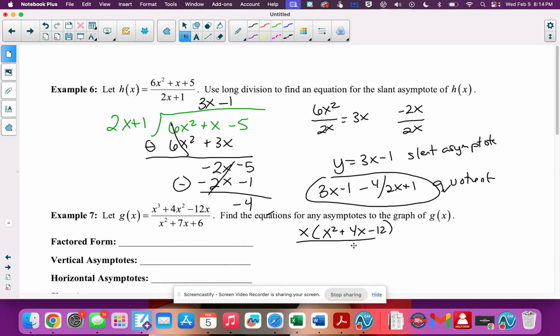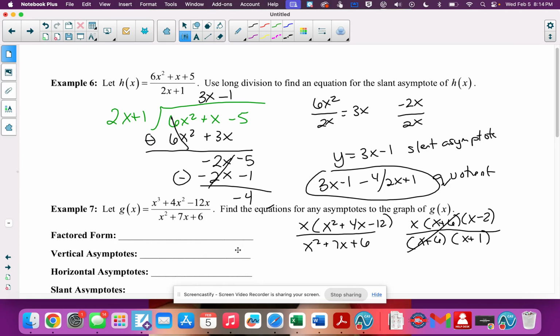And then over x squared plus 7x plus 6. These are both product and sum. Again, what multiplies to give you negative 12 and adds to give you 4? That's going to be plus 6 and minus 2. Right? And then the bottom, what multiplies to give you 6 and adds to give you 7 is going to be 6 and 1. Okay, so this is good news. We have a hole, which means my thing is not going to be nearly so nasty to try to divide.